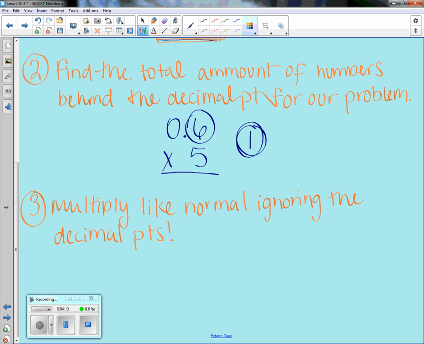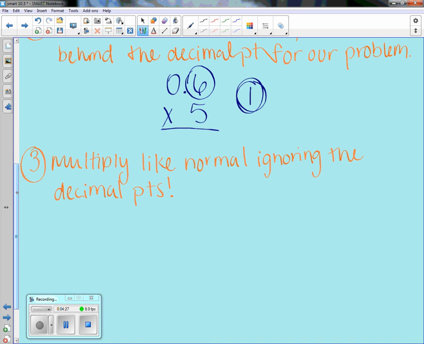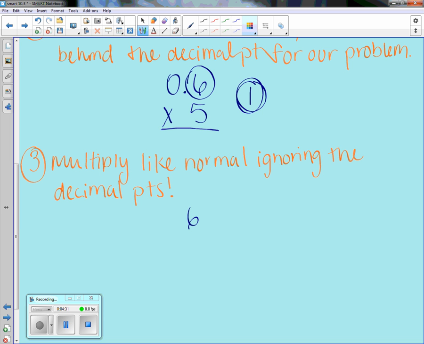Okay? A common mistake is that people try to line up the decimal points. That's for addition. This is multiplication, so we do not need to do that. So we're going to multiply like normal, ignoring the decimal points. If you want, you can rewrite the equation without the decimal. Just you have to remember to have your circled numbers. So let's do that. So we have 6 times 5 if we write it without the decimal, and I have a 1 circled to the side. 6 times 5 we can do in our head, and that's 30. Okay, so we get our solution.